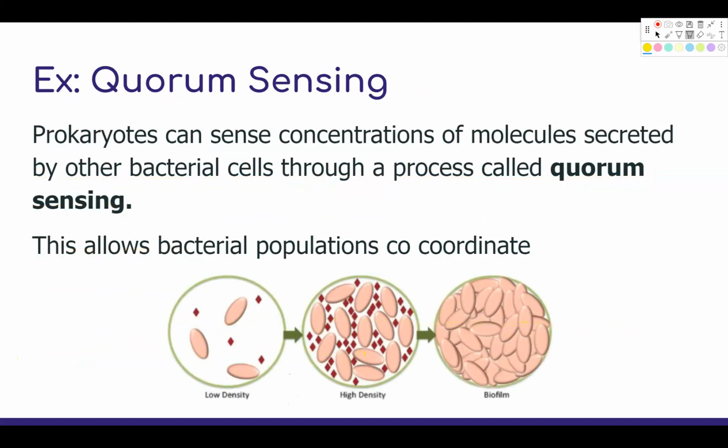So we talked about eukaryotes. I want to talk to you about prokaryotes for a second. This is a very common sensing and signaling mechanism in bacteria, and it is called quorum sensing. Prokaryotes can actually sense the concentration of other molecules secreted by bacterial cells. So, one bacterium naturally secretes signaling molecules. Other bacteria can sense how many other bacteria are around based on these signals, right?